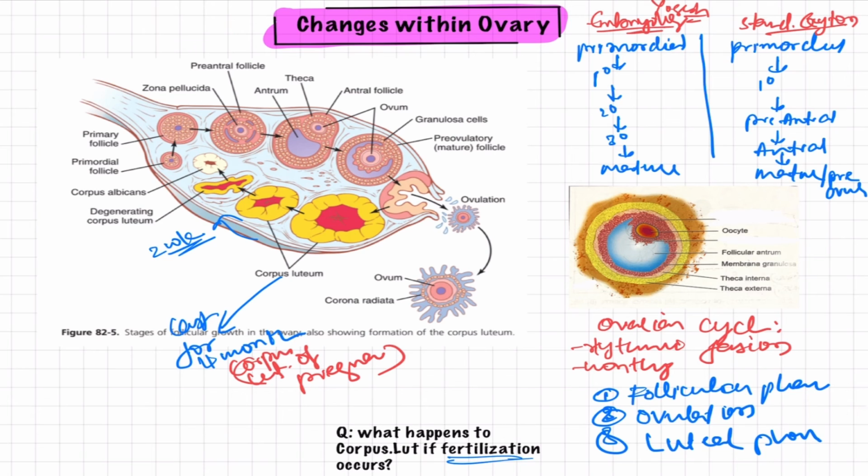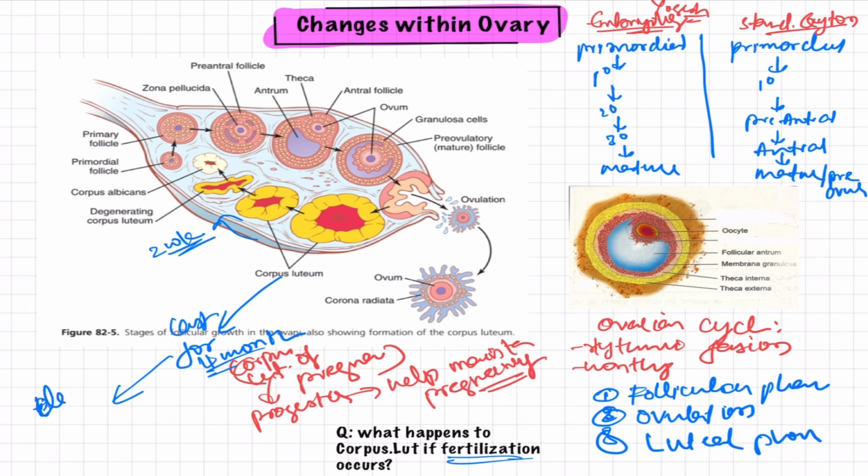because this corpus luteum will give progesterone, and progesterone helps in maintaining pregnancy. So this can also be asked as an MCQ: which hormone helps in maintaining pregnancy? That is progesterone. And after the 4th month, it will degenerate, because there is no need.